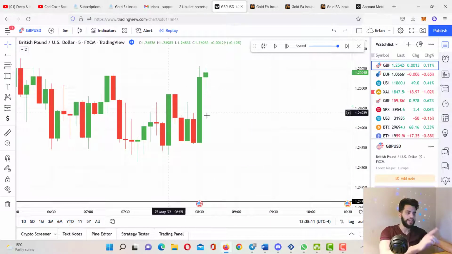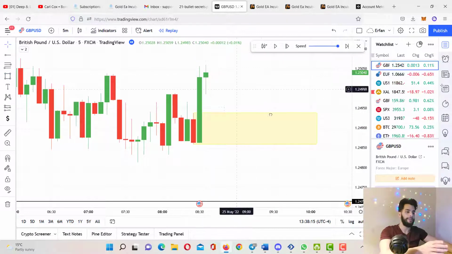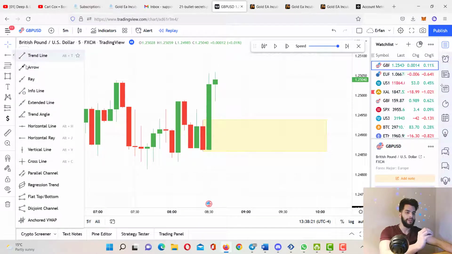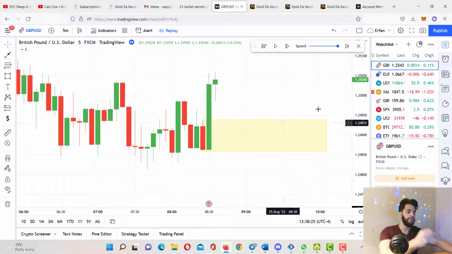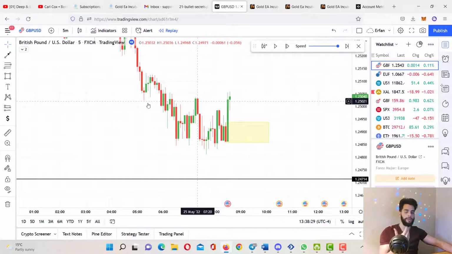However, there's another one right after that where there is a gap. See, we have this huge move towards the upside. The next candle never tapped into this zone, so there's an obvious gap between this candle and this zone right here. So now we know we have a high probability order block, which is a high probability demand zone.